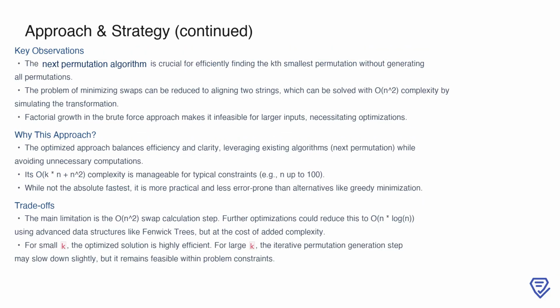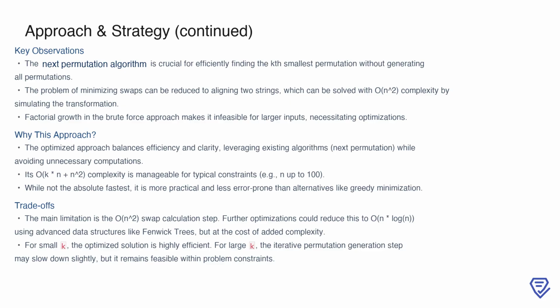The key to solving this problem efficiently lies in leveraging the next permutation algorithm, which allows us to directly find the kth smallest permutation without generating all permutations. This reduces the problem to aligning two strings, the original number and the target permutation. By simulating this transformation, we can calculate the minimum adjacent swaps in O(n²) time.